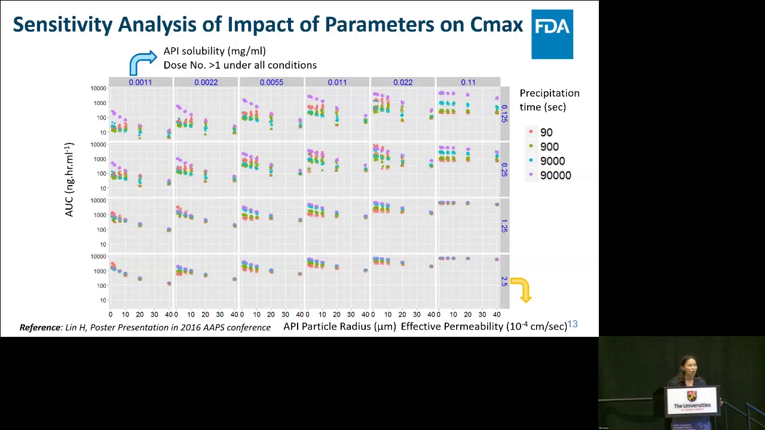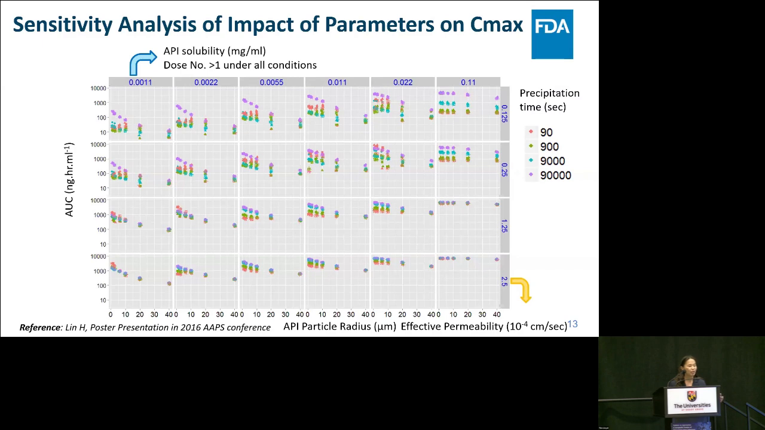So if you look at the top panel, it is the low permeability, and you can see the AUC profile seems more sensitive to the particle size changes. You can see the profile is steeper if you compare it to the bottom panel. It means that AUC is more sensitive towards the particle size changes. And vice versa, if you look at the solubility, from the left panel, 0.0011, that is low solubility, compared to the right panel, 0.11, the high solubility, you can see the profile tends to be more sensitive to the particle size changes. The profile is steeper compared to the right panel.